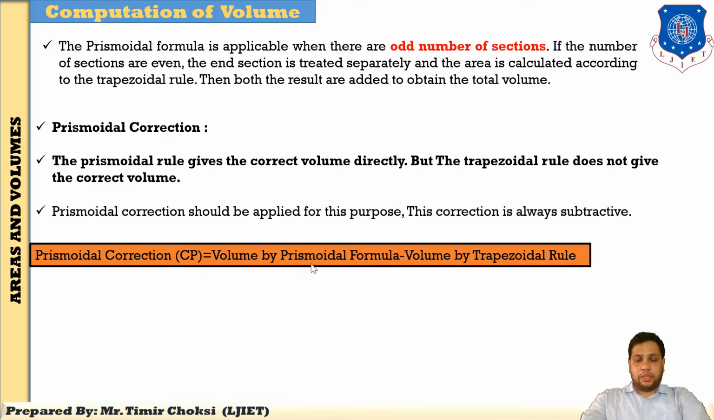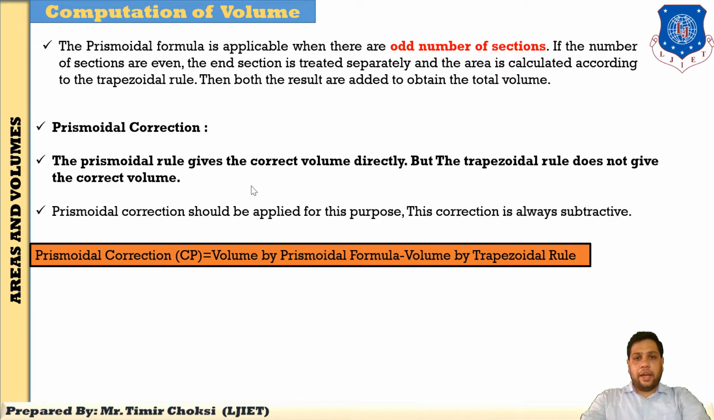So why is this formula used? Because the prismoidal rule gives the correct volume, but the trapezoidal rule does not give the correct volume. It gives the approximate volume. So that's why you find the correction. So remember this equation.